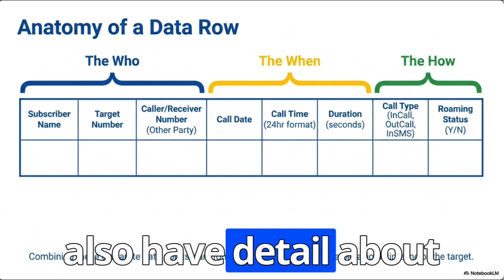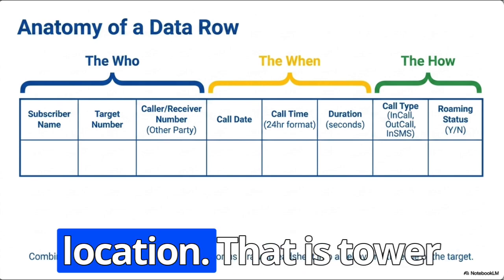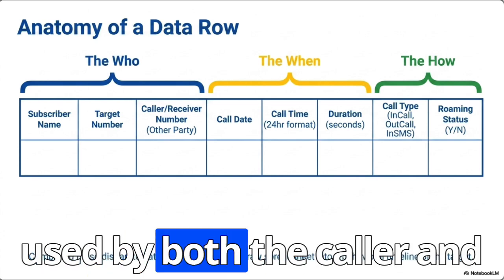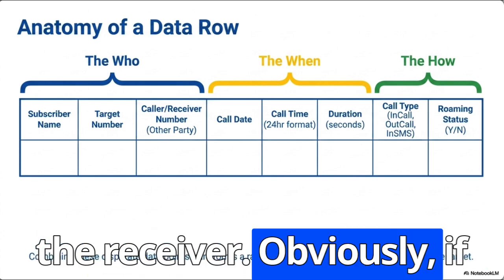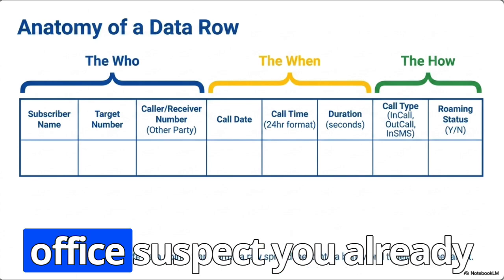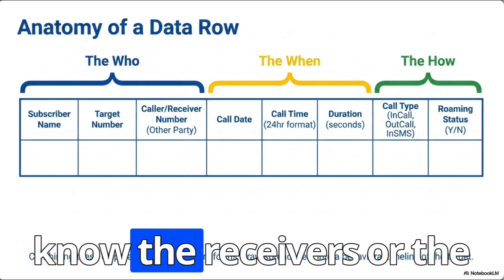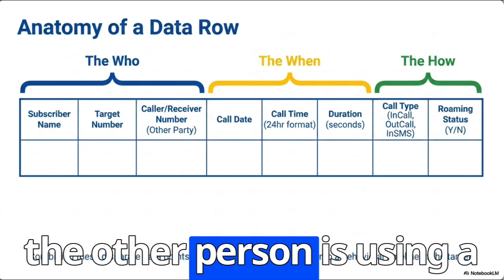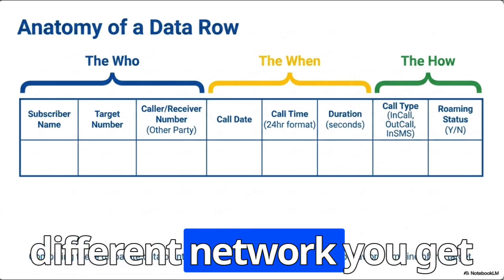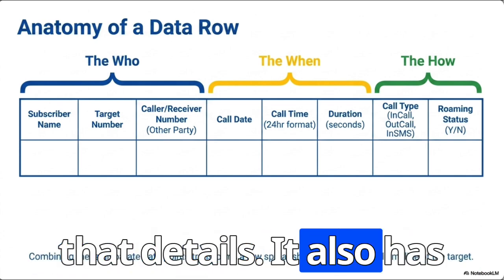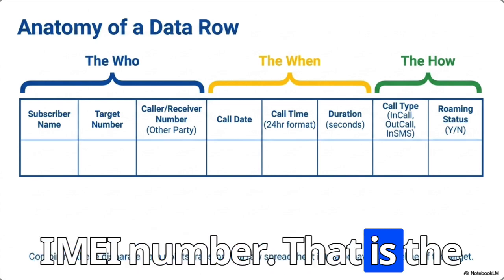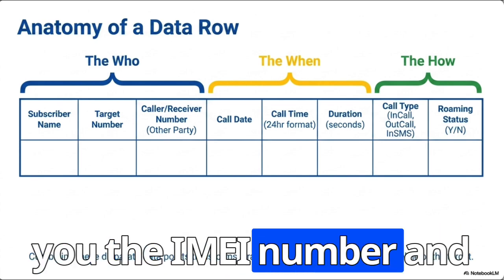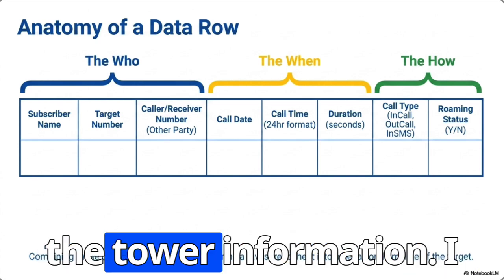We also have details about location, that is tower location and the network used by both the caller and the receiver. Obviously, if you are getting a CDR of a suspect, you already know the receiver's or the caller's number, but in case the other person is using a different network, you get those details. It also has the IMEI number, that is the device details, which sometimes they provide, and the tower information.